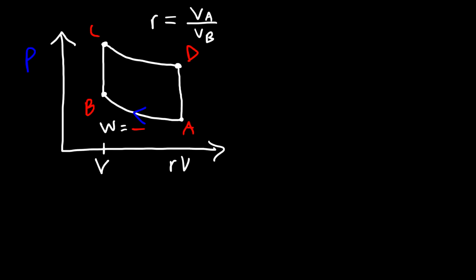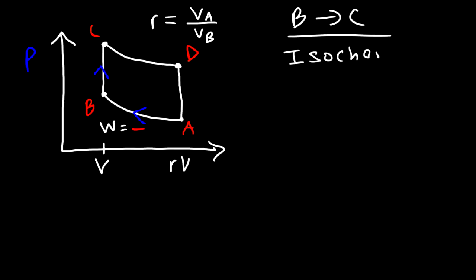Now let's go over the second step. So that is from B to C. As we go from B to C, this is an isochoric process. And for an isochoric process, the volume is constant. So the change in volume is 0, and therefore the work done is 0. So let's put W equals 0 for that part.